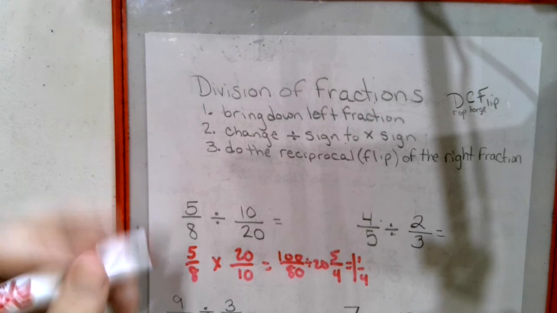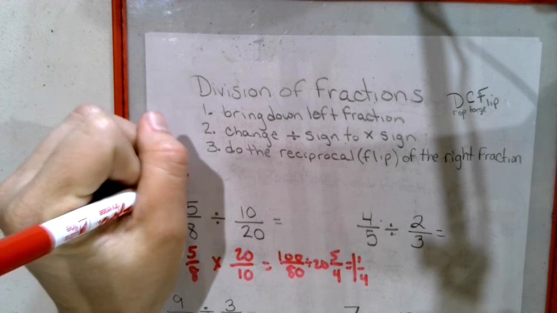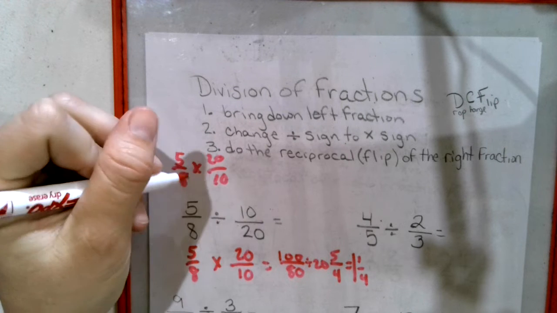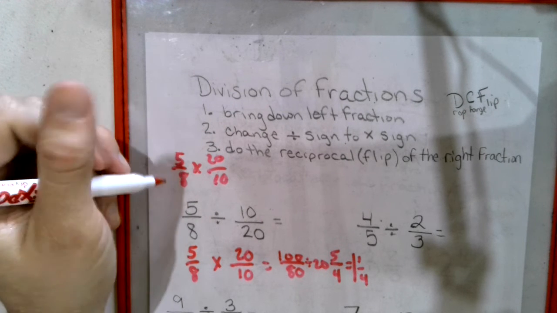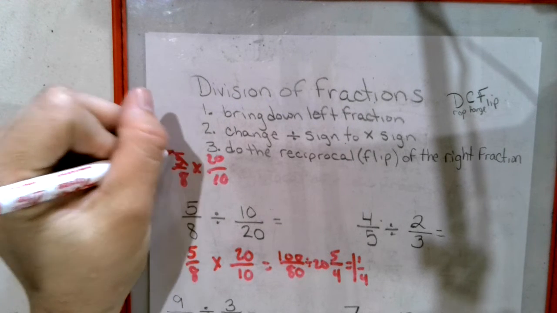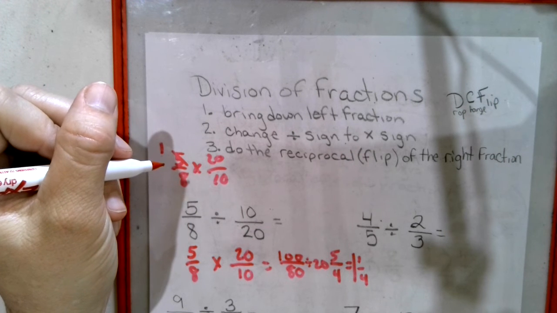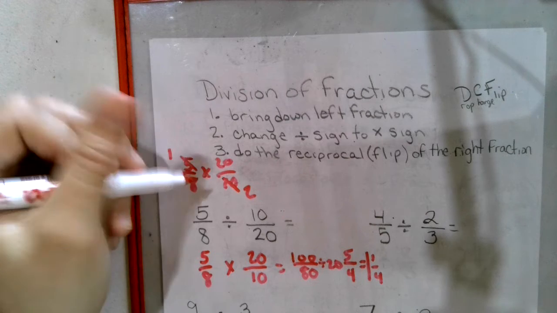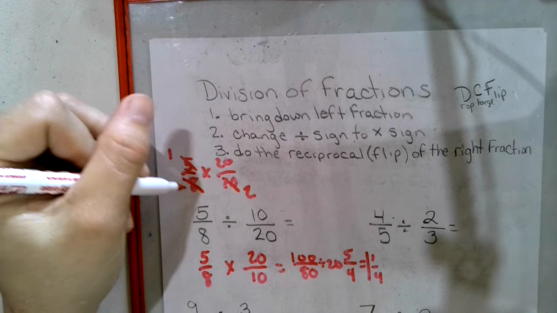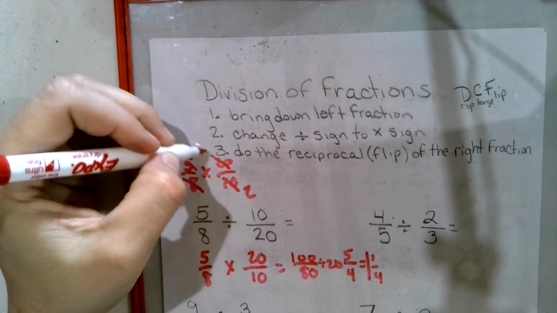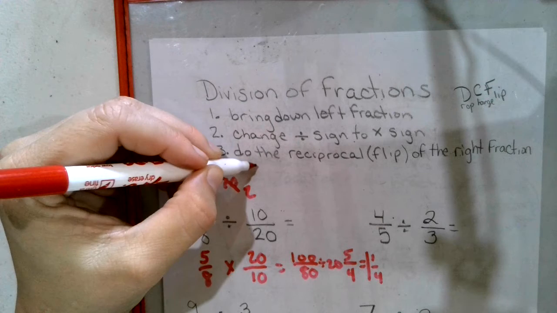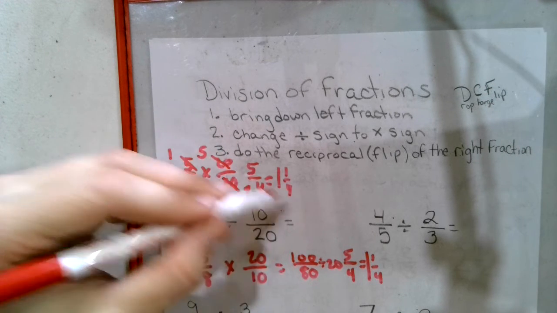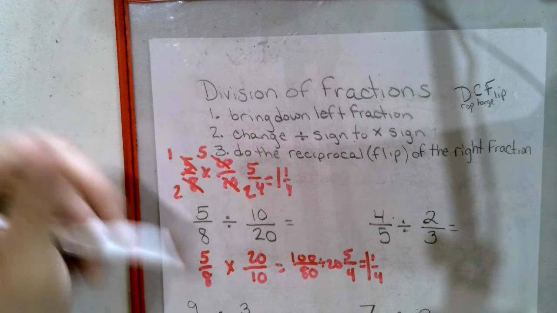If we did diagonal crossouts, which I will do up here for you guys so you can see that. I'm going to do this diagonal crossout method every time I can. 5 goes into 5 once, goes into 10 twice. And 4 goes into 8 twice, and 4 goes into this 5 times. So when we multiply straight across, we get 5 over 4, which equals 1 1/4. Same way, same answer, different method.